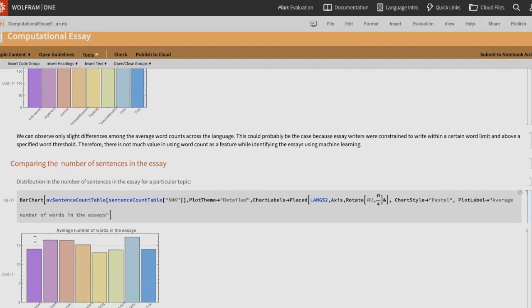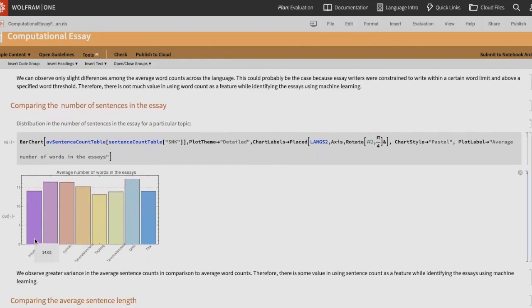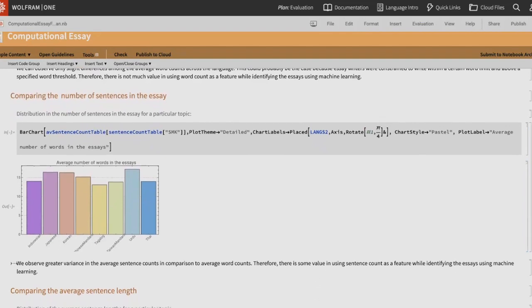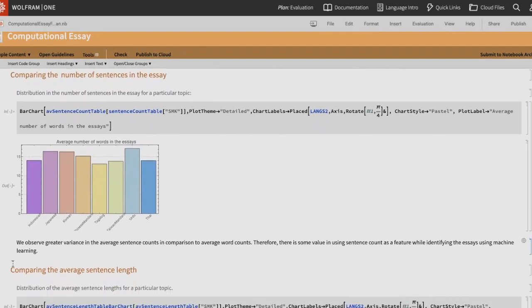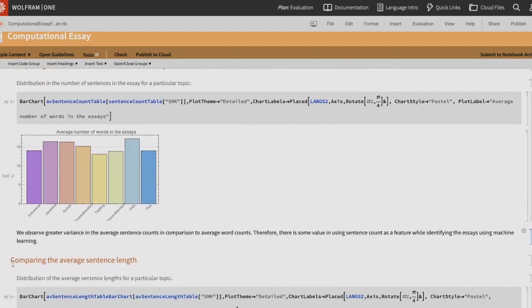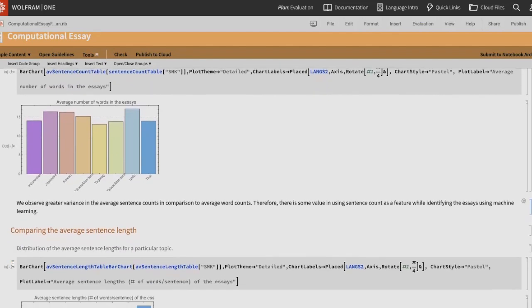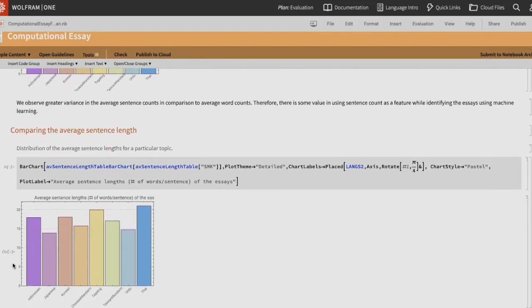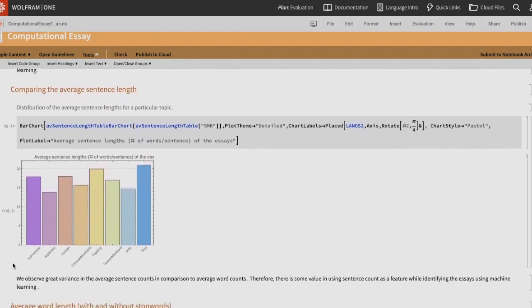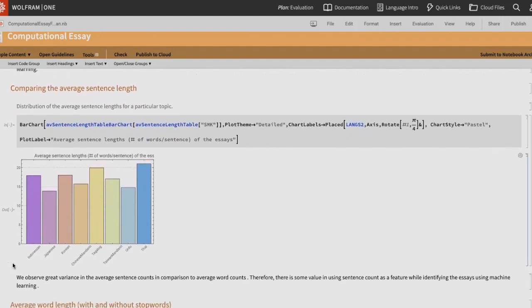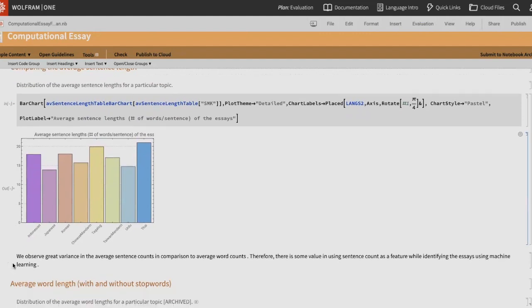So I decided to find out the patterns in the number of sentences in the essays written by language learners from the various countries. And well, I did come across a greater variance over here. Therefore, I found out that yes, maybe there is some value in using the number of sentences as a feature while creating a machine learning model. After that, I started to analyze yet another document feature, and that is the average sentence length. Again, some variance was observed.